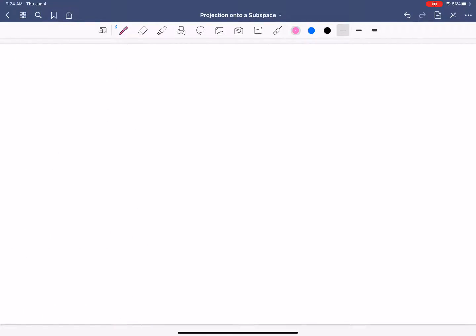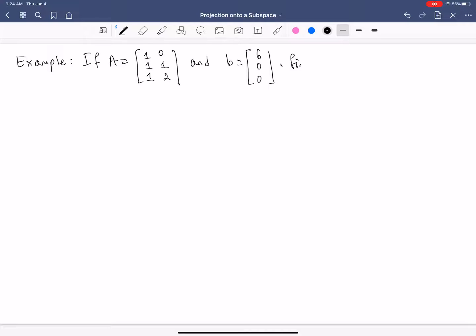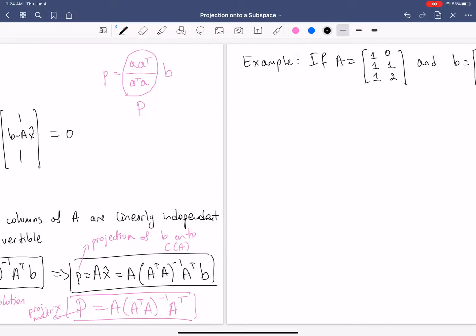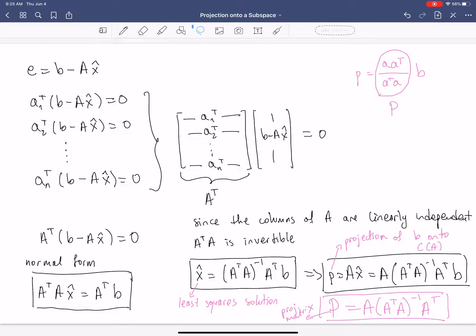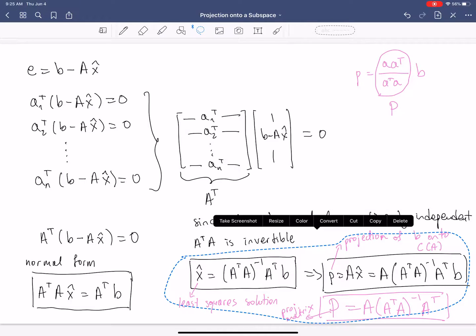Let's look at an example. Let's solve some numbers here. So here is example 2. If A equals [1, 1, 1; 0, 1, 2], and b is the vector 6, 0, 0, find x hat, the projection p, and the projection matrix capital P. So what do I want? I want these formulas, right? And why don't I just copy them and take them along? We don't have to memorize things.